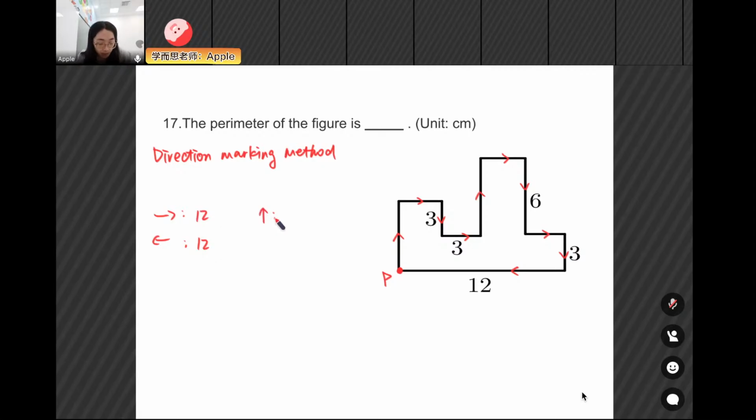Then following this, what about the up and the down? Well, for the top, okay, maybe some students say that, okay, look, I don't know. What is the length of this side? Also, I don't know.